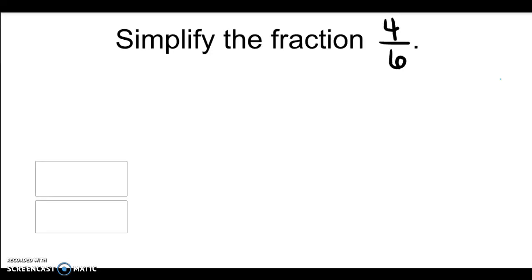Hey mathematicians, today we're going to talk about simplifying or reducing fractions. So we've already had a conversation about finding equivalent fractions, and this video is going to be very similar to that one. But first of all, let's talk about those words simplify or reduce. So sometimes we'll get an answer in a fraction problem, and it might look like this, like 4/6.